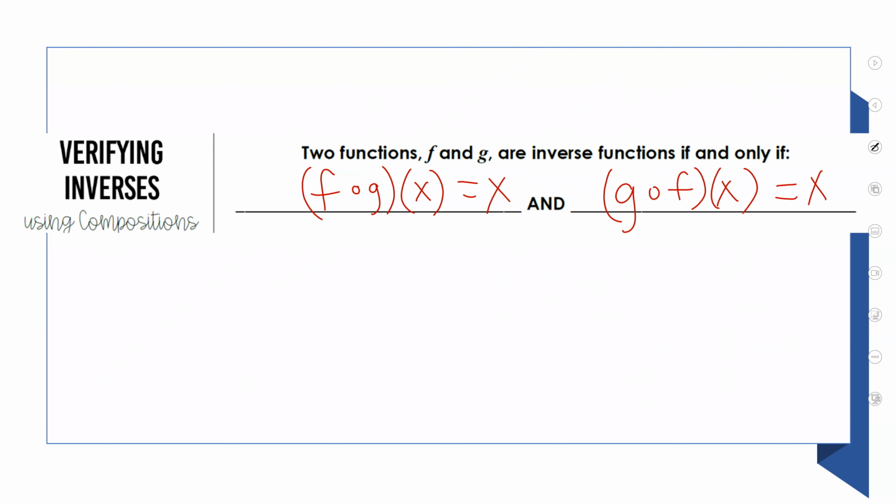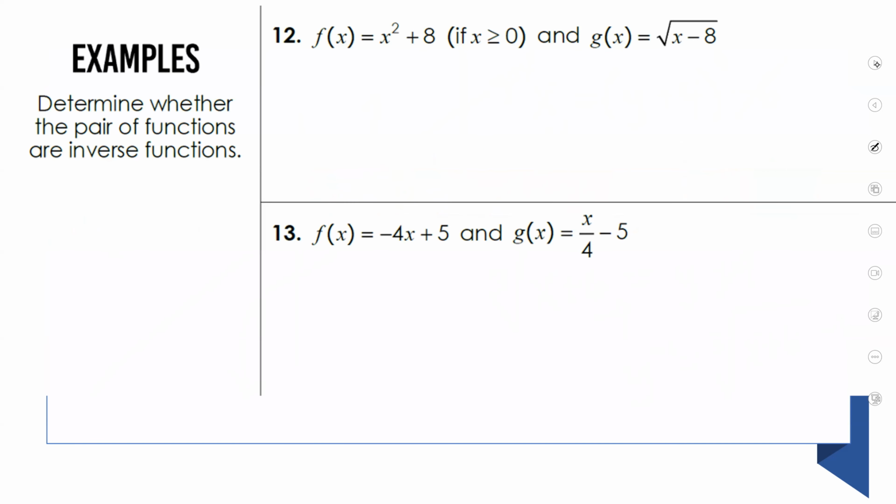All right, so let's do an example. You do the composition of f of g and g of f, and they both have to give you x. So let's look at number 12. I'm going to first do f of g and see if that gives me x, and then I'm going to do g of f and see if that gives me x. All right, so let's do this.